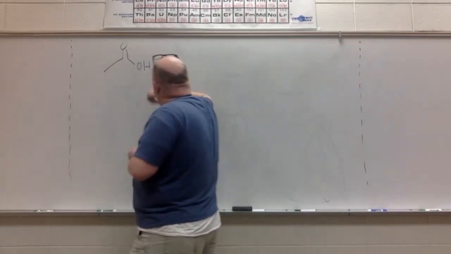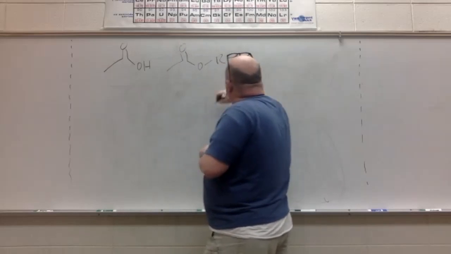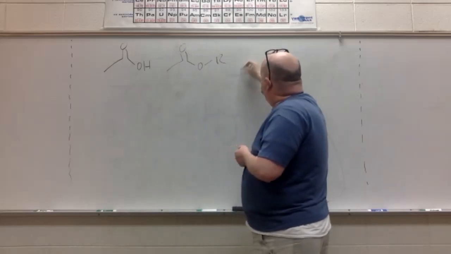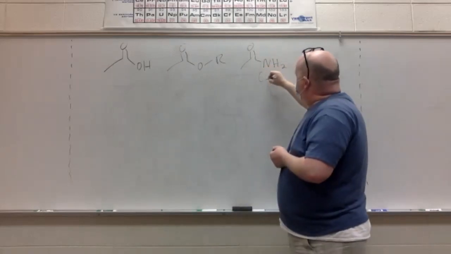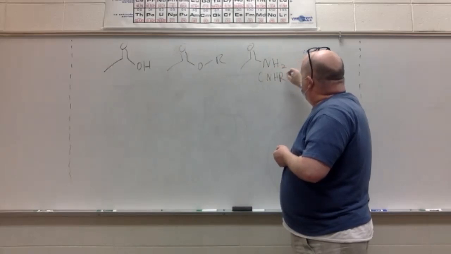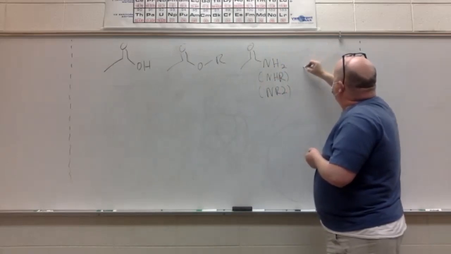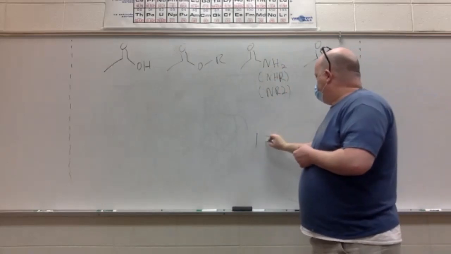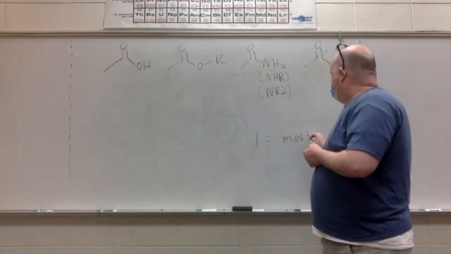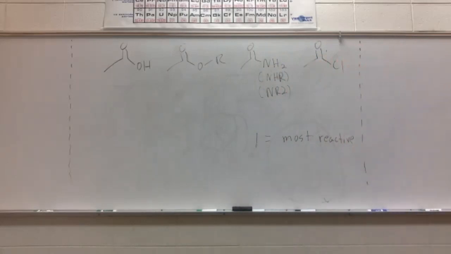So we have carboxylic acids. What else did I say? So we have esters. So we have amides. And acid chlorides. That's it. Let's rank these on a scale where 1 is most reactive, 4 is least reactive. All right.